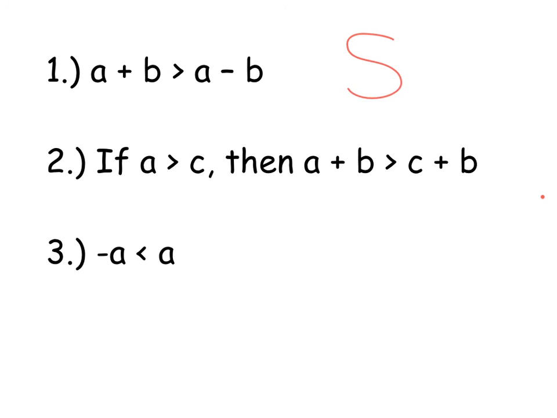A is greater than C, so if A is more than C, then A plus B is greater than C plus B. Well, think about what you're doing there. You're adding B to both A and C. So you're adding B in both situations here. Well, if A is already greater than C and you add the same number, well, that's not going to change which side is greater, because you're adding the same thing to both sides, whether it's positive, negative, or whatever. So this is always true.